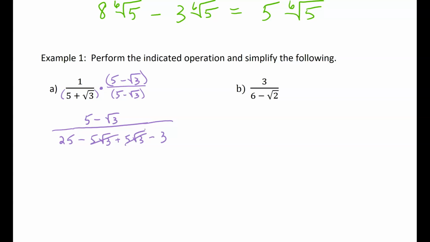Oh, because it would be negative square root of 9. Yes. Yep. I'll write that step in. Negative square root of 9. Okay. So again, can't do anything more with the numerator, so it stays 5 minus the square root of 3. And in the denominator, we now have 25 minus square root of 9. So 25 minus 3, 22. And there is our simplified version.